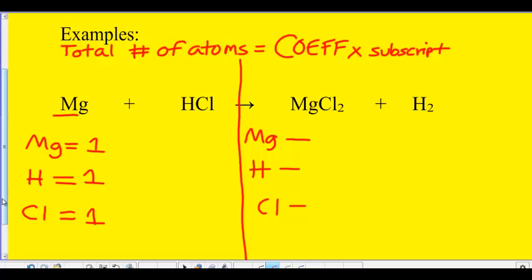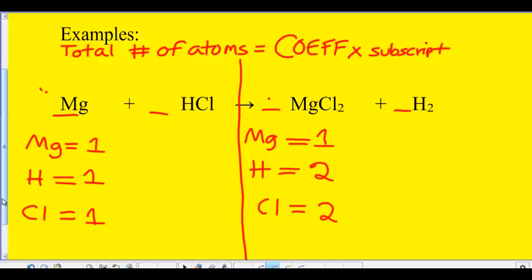When we balance, you have to add, change, or remove big numbers up here. If we go to the right side, the coefficient here is a 1, magnesium subscript's a 1. So we have 1 atom of magnesium. Over here, the coefficient's 1, the subscript's 2. We have 2 atoms of H. And for Cl, our coefficient's 1, our subscript's 2. We have 2 atoms of Cl.